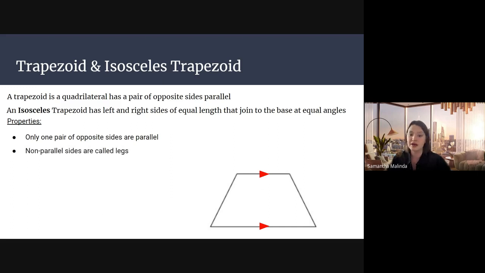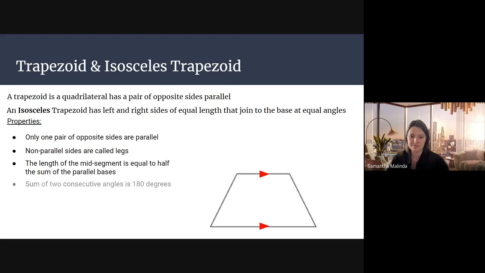The non-parallel sides are called legs, so the ones that are coming at an angle. The length of the mid segment is equal to half the sum of the parallel bases. This is very specific to trapezoid. And then your sum of two consecutive angles is still true here.